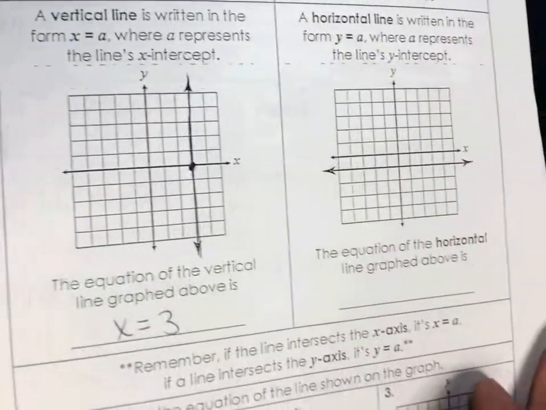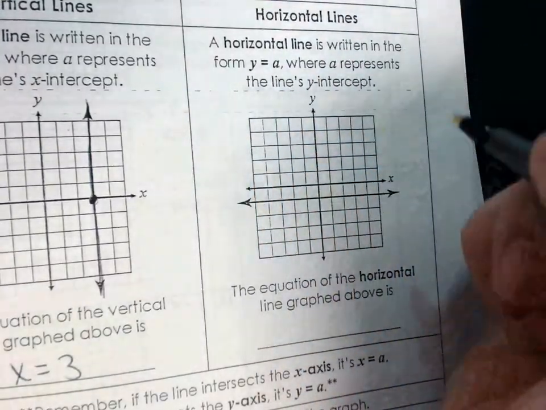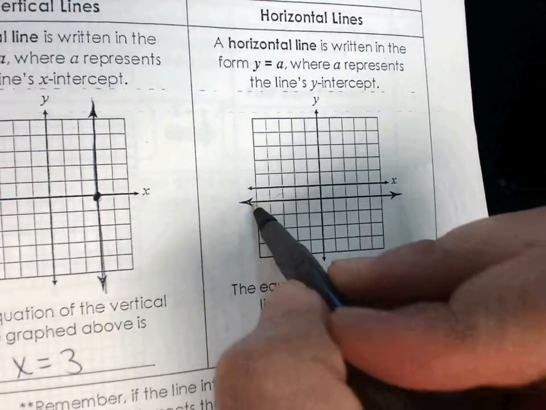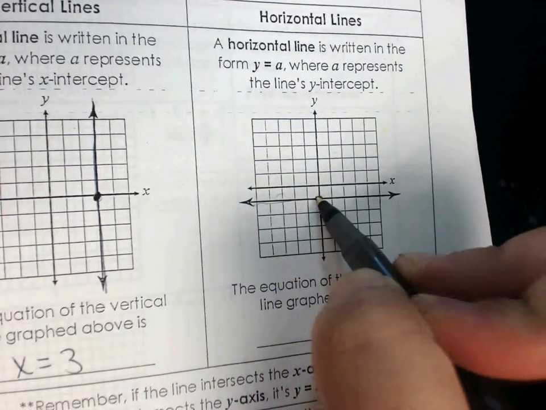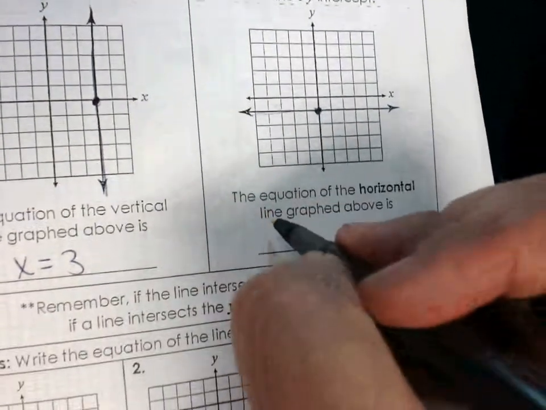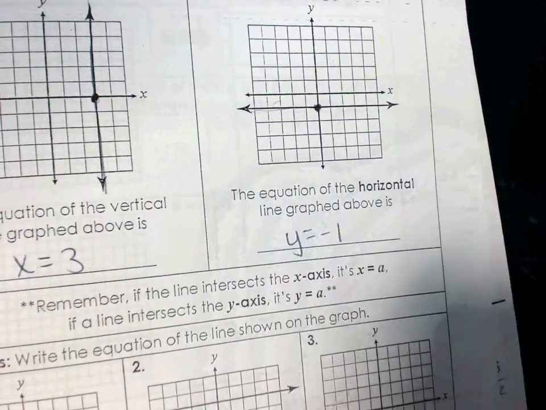Okay. When you see a horizontal line, it's going to be in the form y equals a. a represents the line's y-intercept. So if you look right here, here's the line. You can see it's crossing through at this point right here. That point is at y-intercept -1. So the way you write that equation is y equals -1.